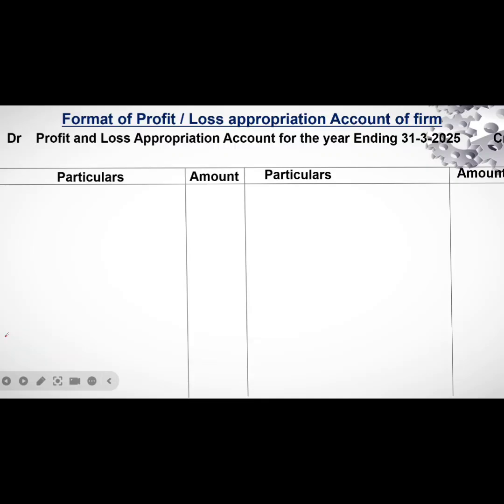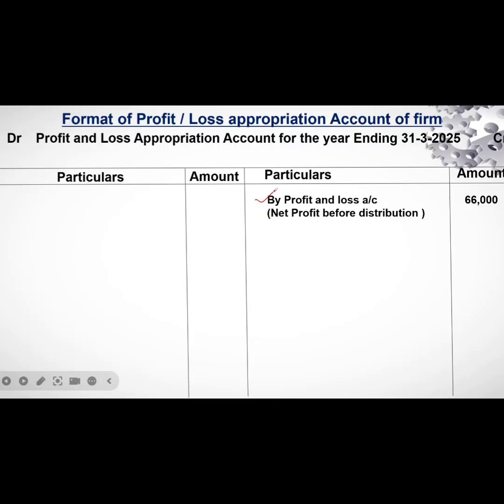And first, in this particular account, we have to start with the net profit. So always remember, we have to start with the net profit. The net profit appears on the credit side of profit and loss appropriation account, which is given in the question. So that is 66,000. So you write it as by profit and loss account 66,000.